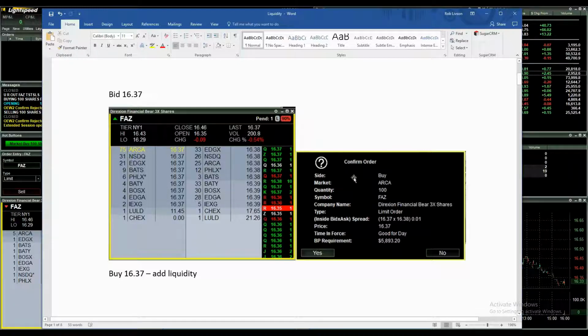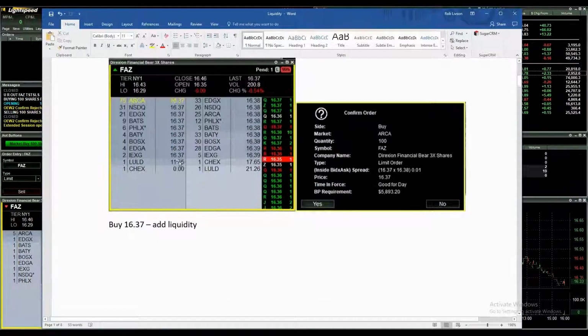So, okay, in this example here, you can see the bid is 16.37, the offer is 16.38. The current order that I'm placing here, buying 100 shares of FAZ at 16.37. Essentially, I'm buying at the bid. You can see my order is highlighted here along with the other bids. So I'm essentially joining that bid here. So you can see that's going to qualify if I get filled as adding liquidity. My order is not immediately getting filled, but it's going to the marketplace and it's posting along with others.